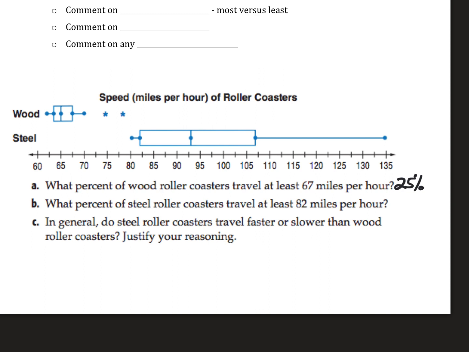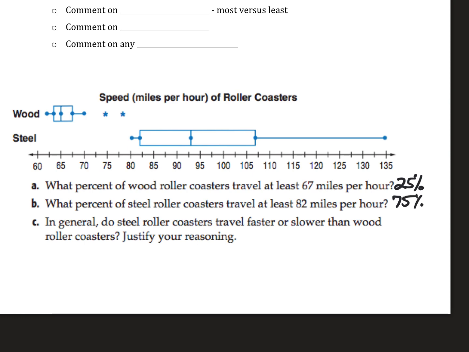What percent of steel roller coasters travel at least 82 miles per hour? Okay. 82 miles per hour is approximately right here, and at least 82 means 82 or more. So from here, this direction is how much percent? Well, it's 25 here, 25 here, and 25 here. Three sets of 25 gives us 75% total.